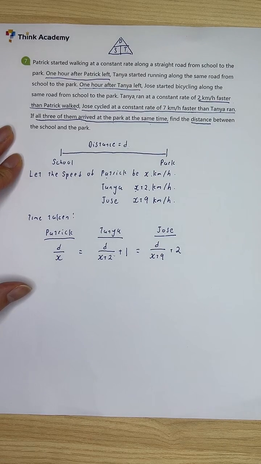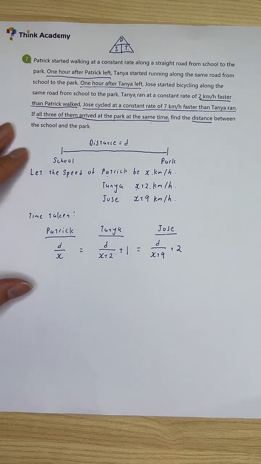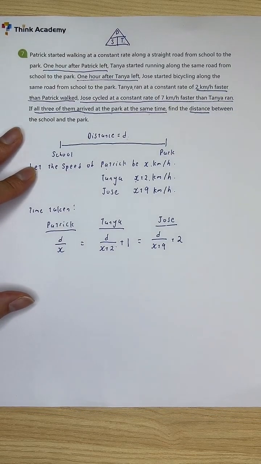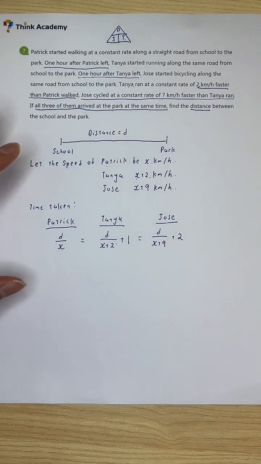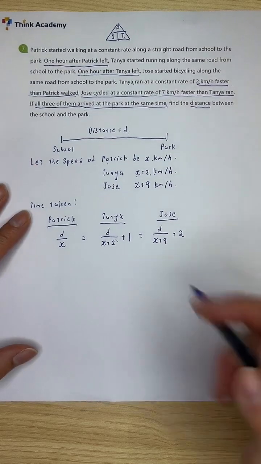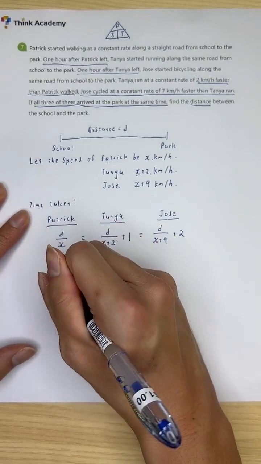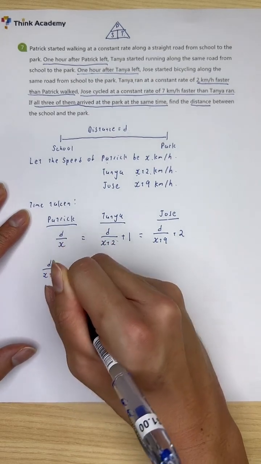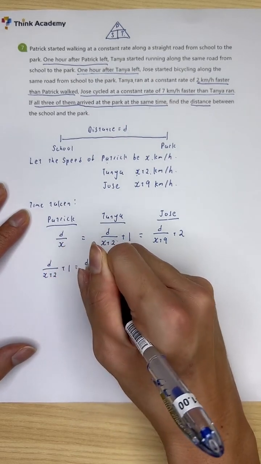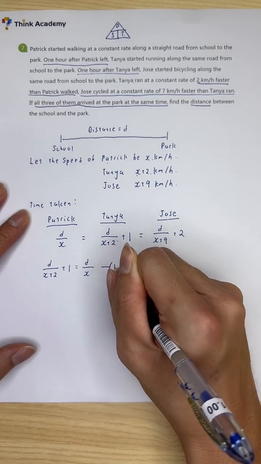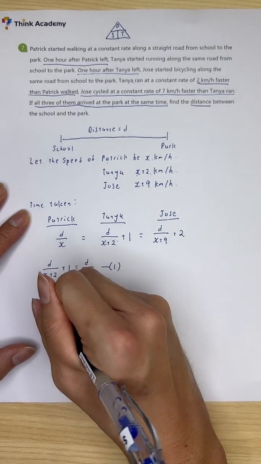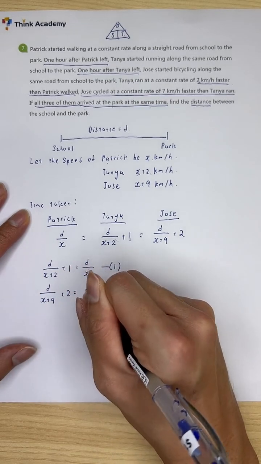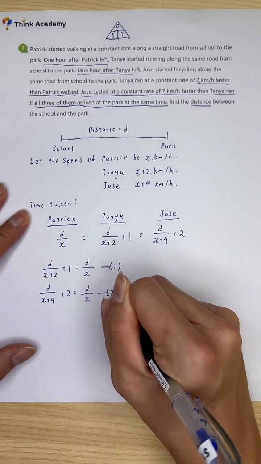Alright, I hope this one isn't too complicated, but we need to solve a pair of simultaneous equations now. Not necessarily linear over here. In fact, it looks a little bit bad right now. So we're going to equate them now. We're going to obtain d over x plus 2, plus 1, equal to d over x. That's the first equation. We're going to obtain d over x plus 9, plus 2, equal to d over x, which is the second equation.